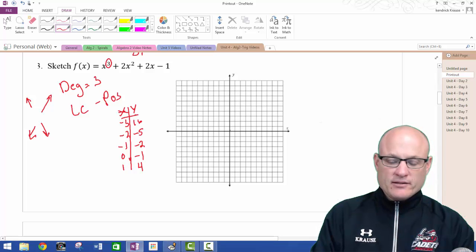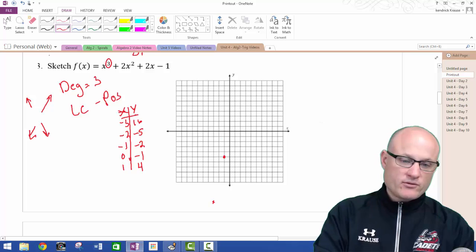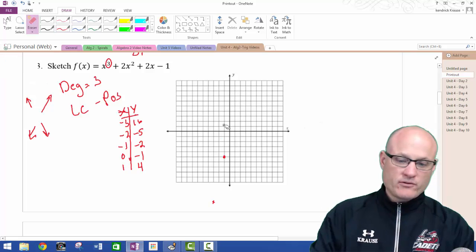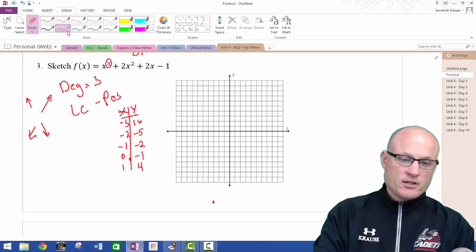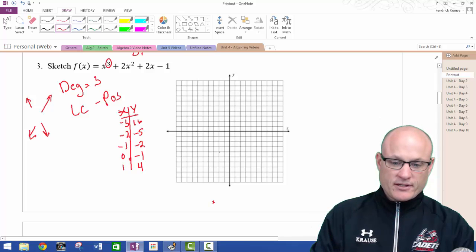So if I plot these, -3, -16, now that's way down here. That's really not a point I can graph on this thing very accurately. -2, -5, that's here. -1, oh, I just graphed that in the wrong place. Oh, it's so embarrassing. Let me get rid of that. -2, -5 is right there. -1, -2 is right there. 0, -1 is right there. 1, 4 is right there.